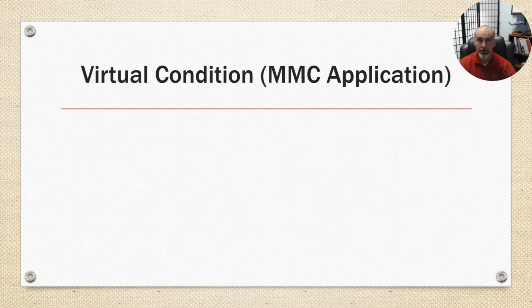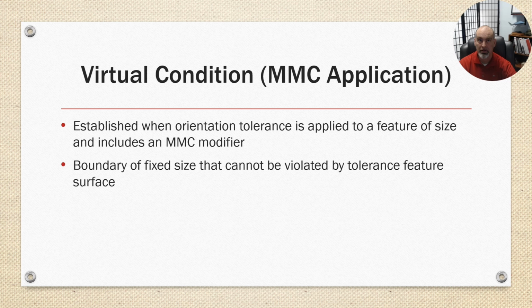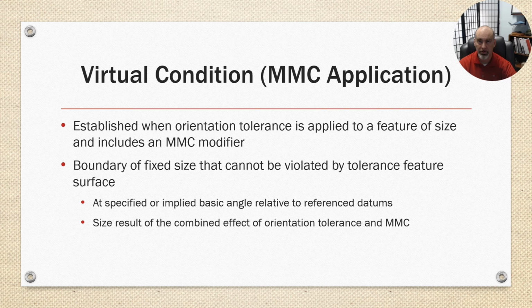Virtual condition in an MMC application. Established when an orientation tolerance is applied to a feature of size and includes an MMC modifier. A boundary of fixed size that cannot be violated by the toleranced feature surface. When it applies, it's at a specific or implied basic angle relative to the referenced datums, and the size is the result of the combined effect of the orientation tolerance and maximum material condition.